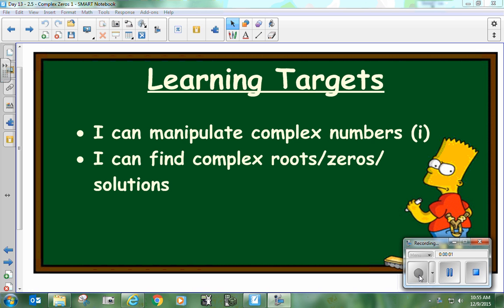Today's learning targets. Okay, I can manipulate complex numbers. That is represented by i. Remember, i is for imaginary numbers. Right? And I can find complex roots, zeros, and solutions. All right? As I said before, it's very algebraic today, which is nice, and we don't have to worry about certain rules and abstract thinking. It's just math.